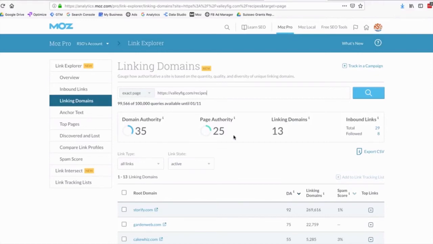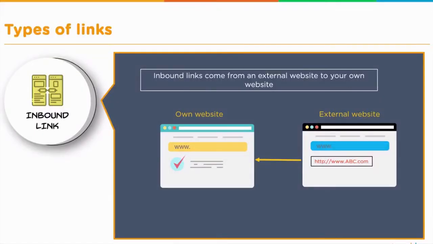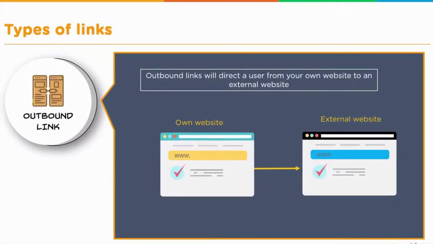So we want to get people to where they want to go. We want to naturally create a link from good content to some other good content. So that's the whole idea behind backlinking. So outbound links will direct a user from our own website to another website. So the idea here is it's okay to have outbound links on your own website. The natural ecosystem of the World Wide Web.